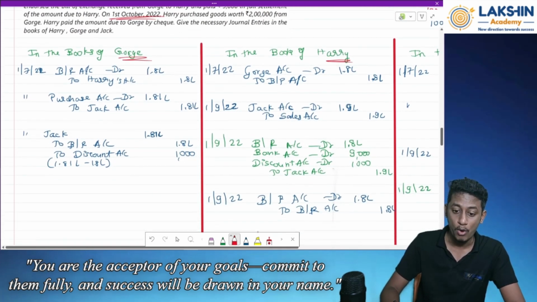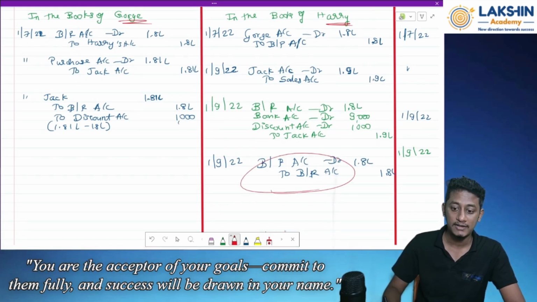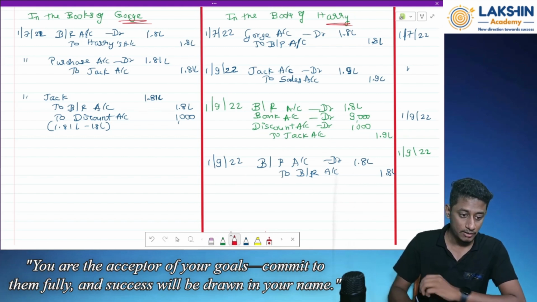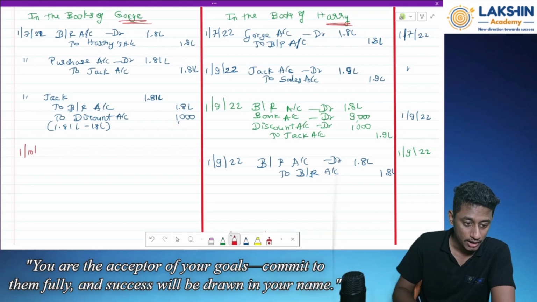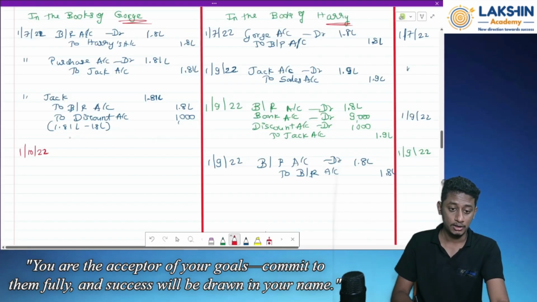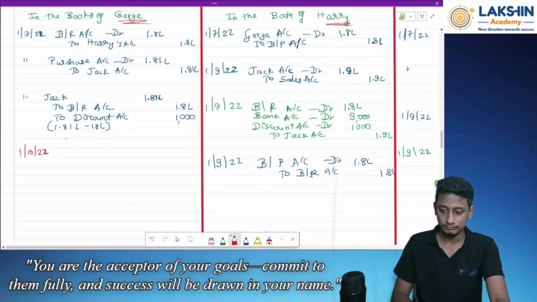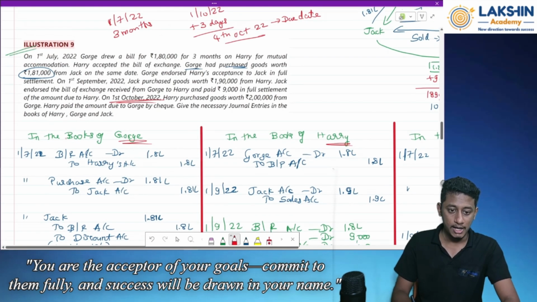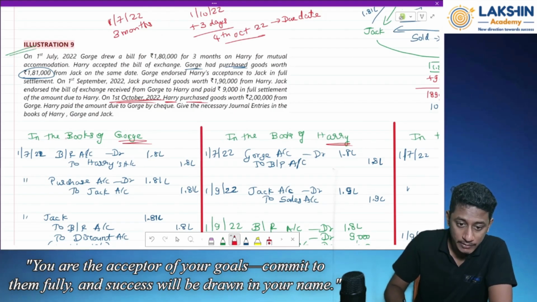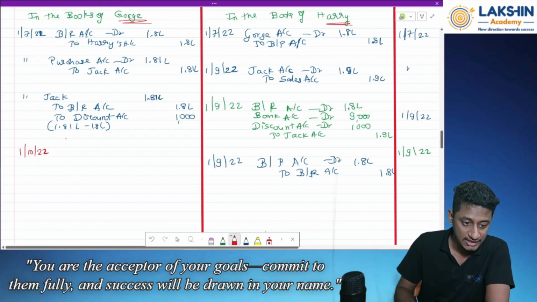But here what has happened? Already we have passed the entry to clear off the bill, right? So now tell me, the entry for purchases on 1st of October 22. What is the entry that is supposed to be passed over here? Who has purchased from whom? Harry has purchased goods from George. So for George, it's a sale transaction. So the sale transaction will be what?